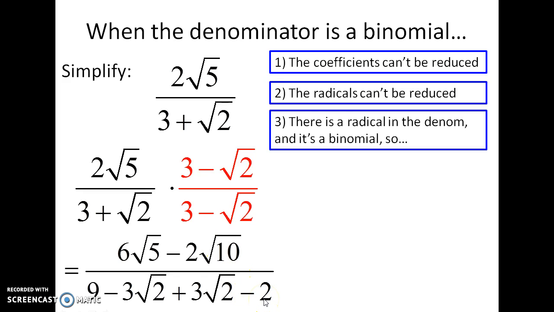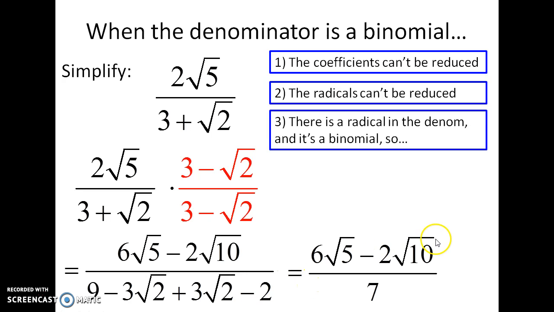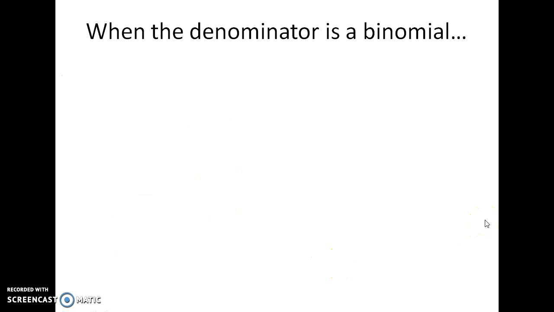The reason that this works, this process of multiplying by the conjugate, is because I still have radicals in the denominator, but they cancel out. I've got a negative 3 root 2 and a positive 3 root 2. And when I group the like terms, these cancel out. And I'm left with 9 minus 2 at the denominator, that's 7. Because neither one of these is reducible, I'm done. That's the final answer. We'll do one more example.